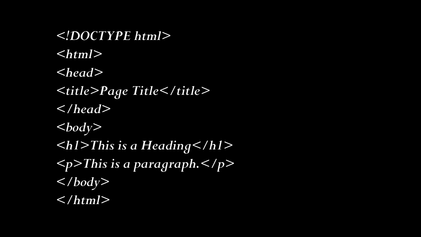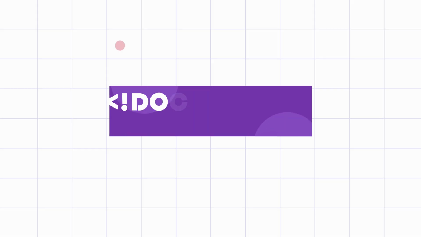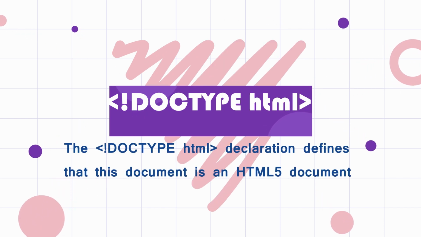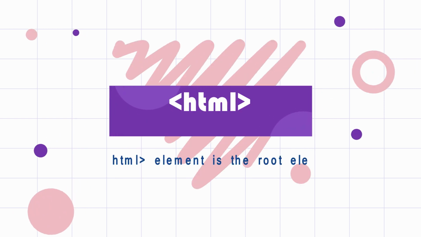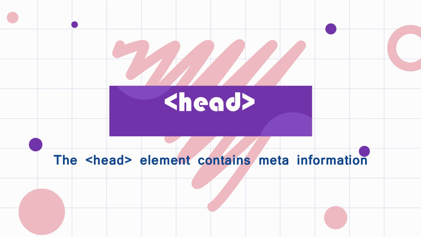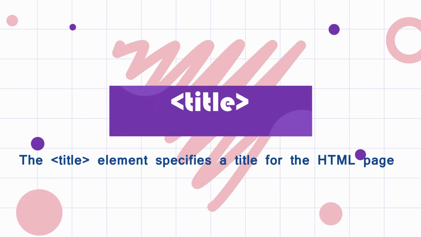It's an HTML document. Now I will explain the HTML document. The doctype HTML declaration defines that this document is an HTML5 document. The HTML element is the root element. The head element contains meta information. The title element specifies a title for the HTML page.